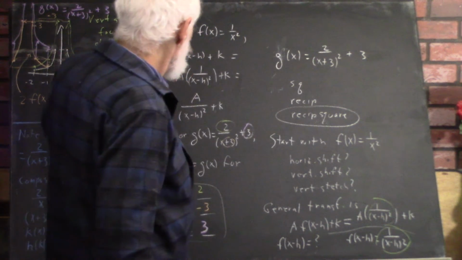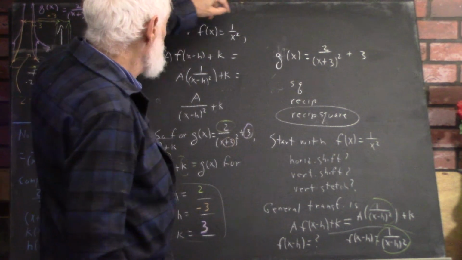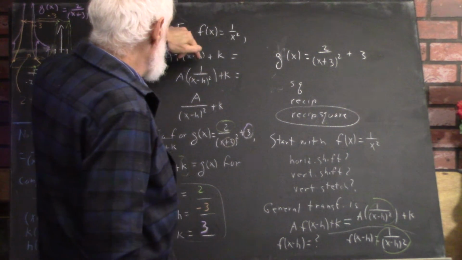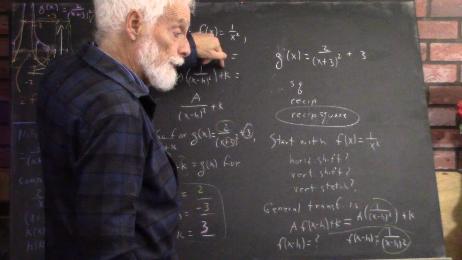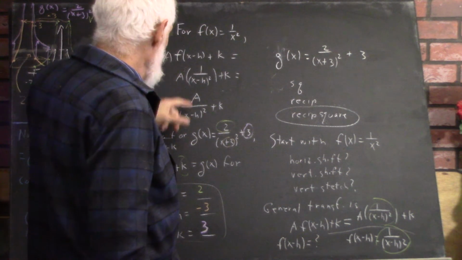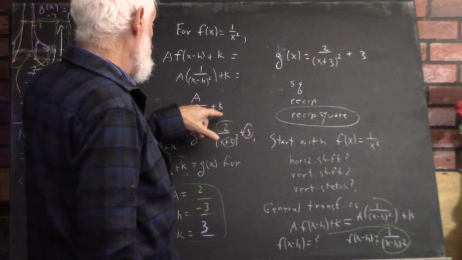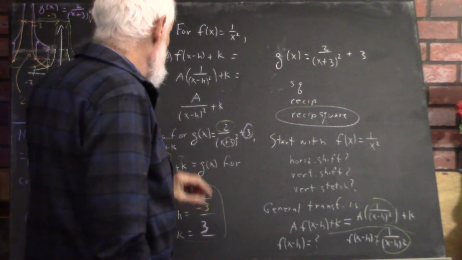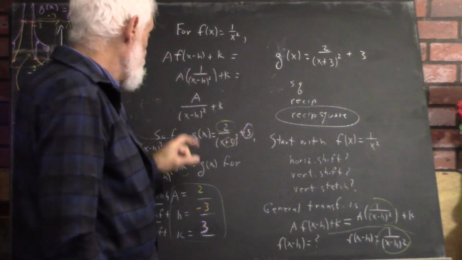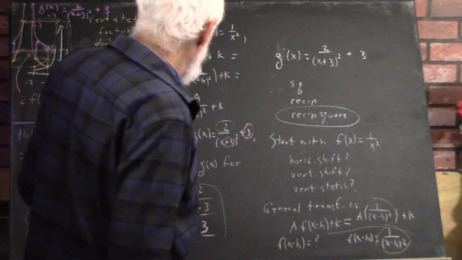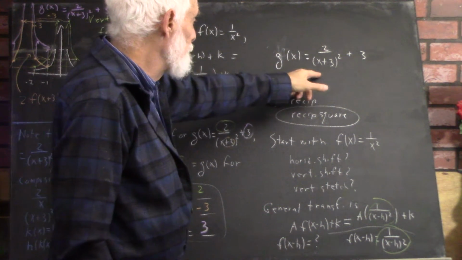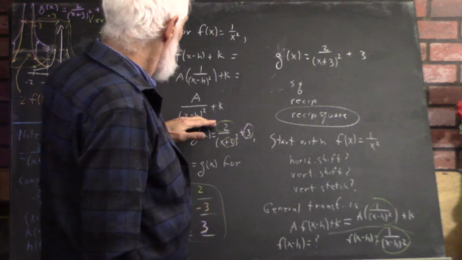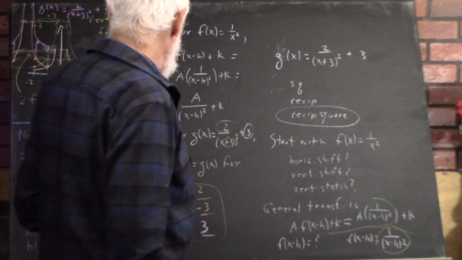So we summarize. For f of x equals 1 over x squared, a f of x minus h plus k is a times 1 over x minus h squared plus k, which can be written as a over the quantity x minus h squared plus k. Just multiply the a into this fractional expression. So we have this function, and we have this form. It looks like they're a good fit.